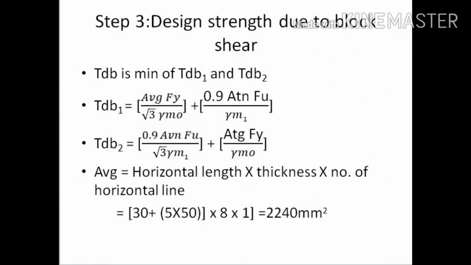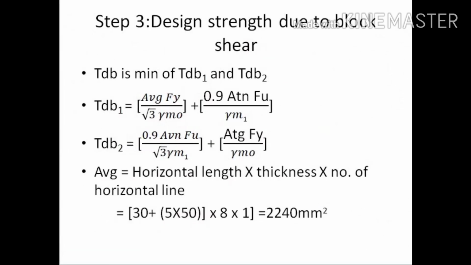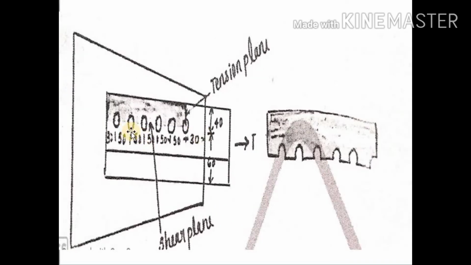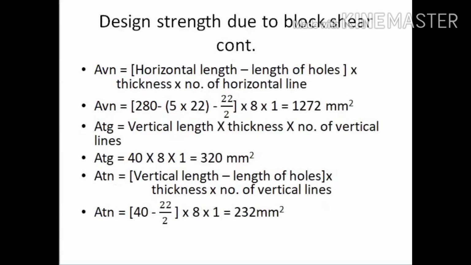Here the horizontal length is 30 plus 5 into 50. That is, 30 is this edge distance plus 5 into 50, the center to center distance between the bolts, into thickness 8 and number of horizontal lines 1. Here there is only one layer of bolts, so the number of horizontal lines equals 1. So the total will be 2240 mm square.